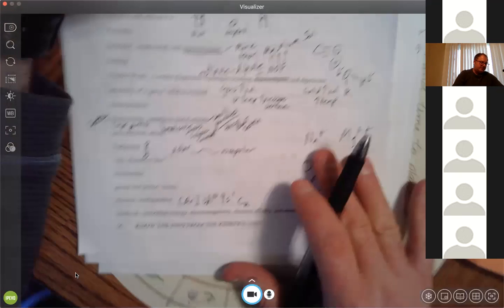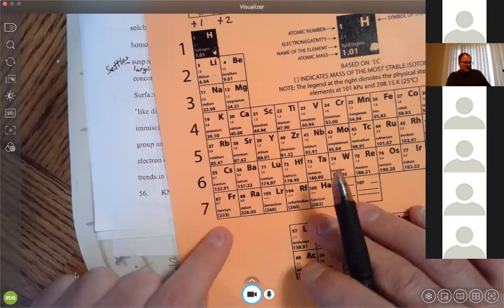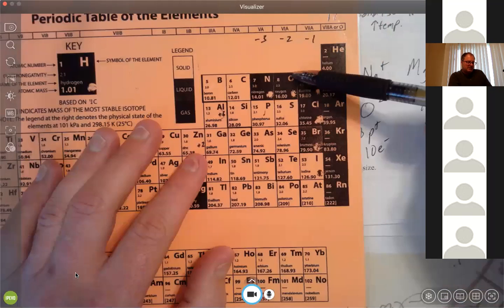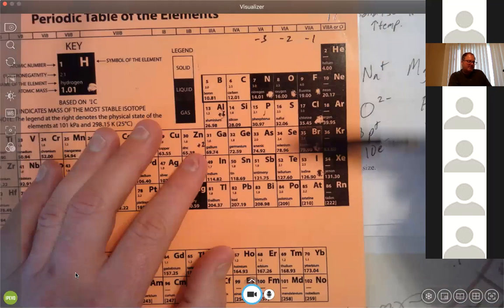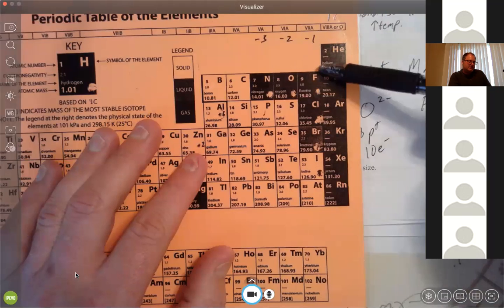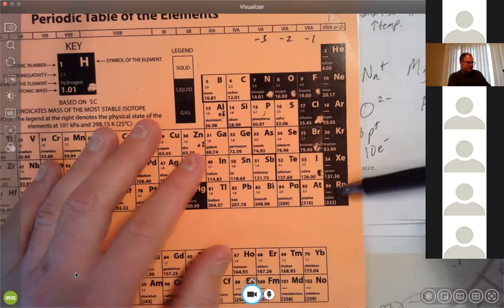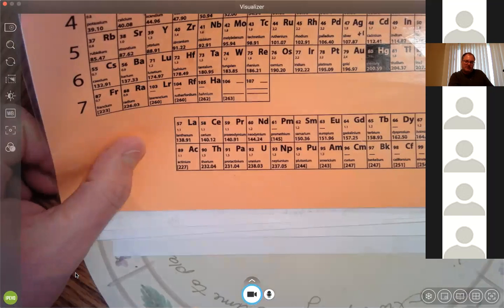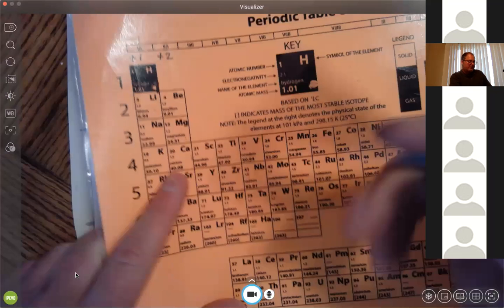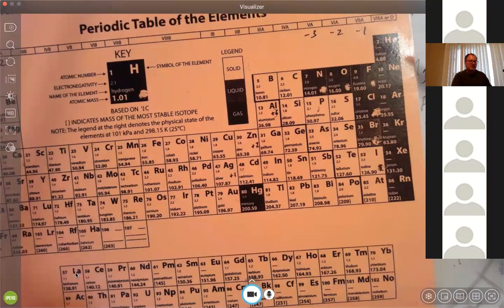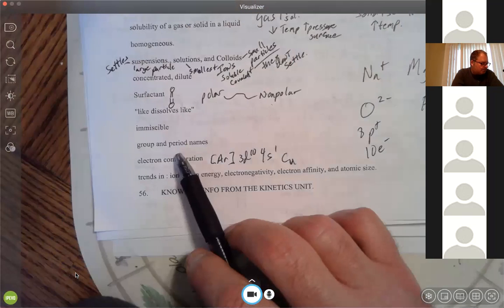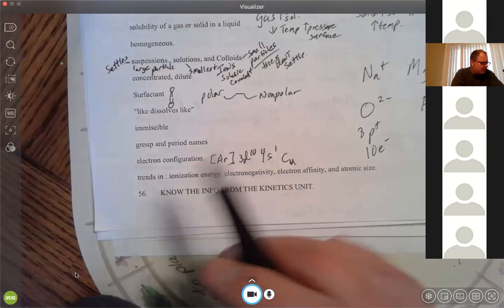Group and period names. I'm assuming you guys know this, but alkali metals, alkaline earth metals, transition metals. This is the chalcogens. I don't think that you'll have to do that, but oxygen family, halogens, and noble gases. Lanthanides, actinides. These are called the inner transition metals. Everything with a group A is called a representative element. I think that's about it on that.